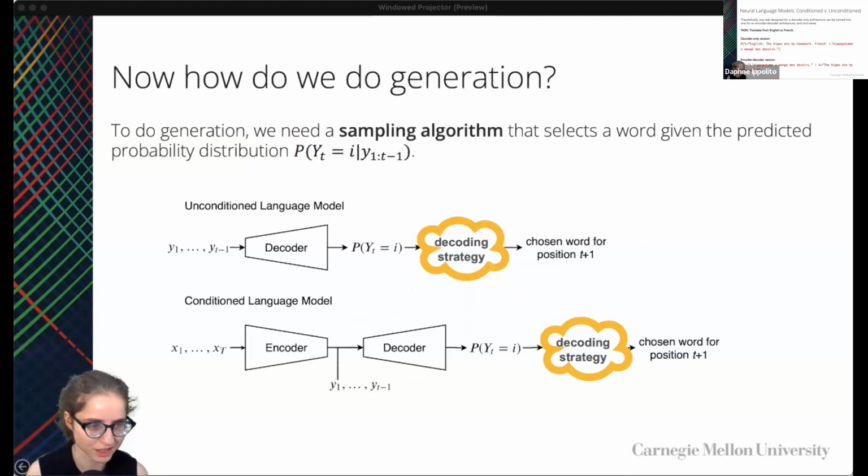So you can see that here. You can change your inputs, which are going to change these predicted probabilities, but ultimately you need to sample from those probabilities.